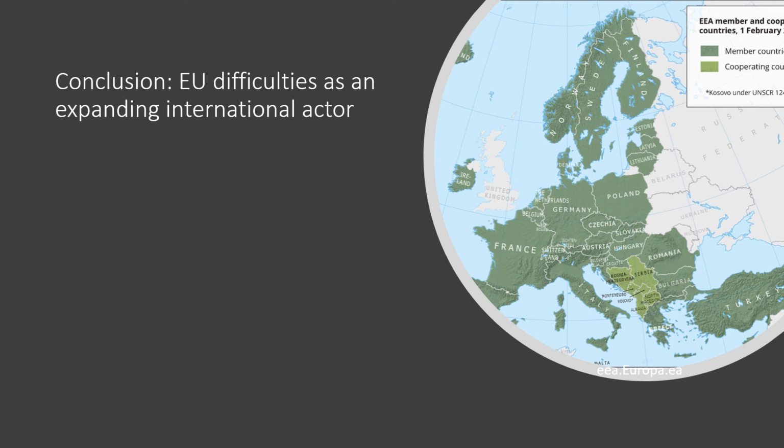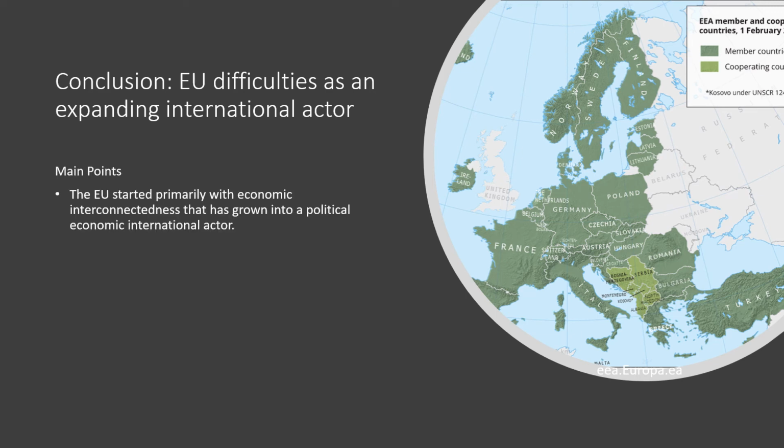So now I want to tie in everything that we just talked about in the conclusion here, which looks at three main points that I wish that you guys will be able to take away after the end of this presentation. So essentially the EU faces difficulties as an expanding international actor. However, its roots start with it being primarily an economic, building an economic interconnectedness that has grown into a political economic international actor in the world. Basically what this is saying is that the EU is comprised of different pillars and member states that allow it to create economic and political policy throughout the region.